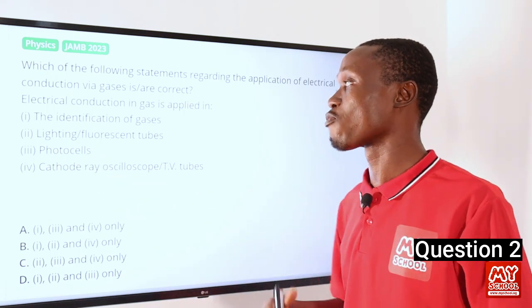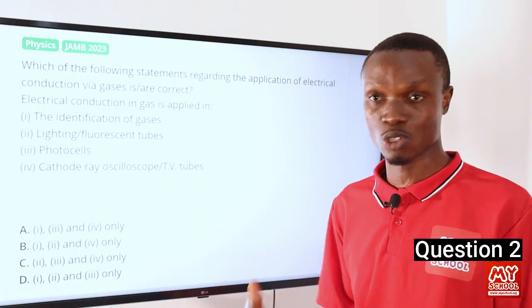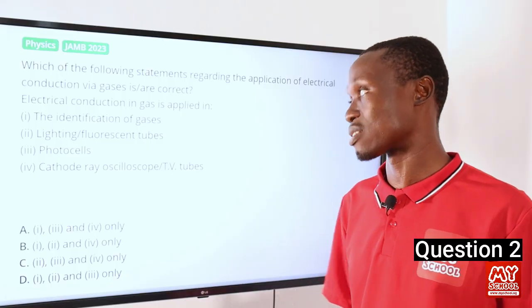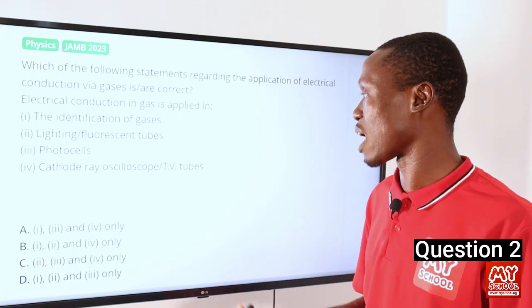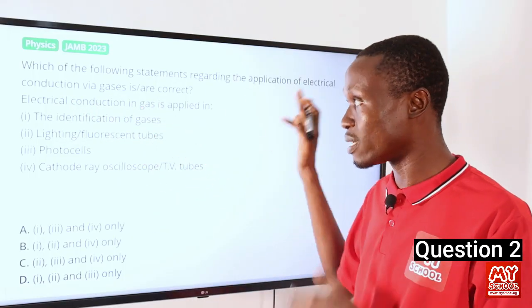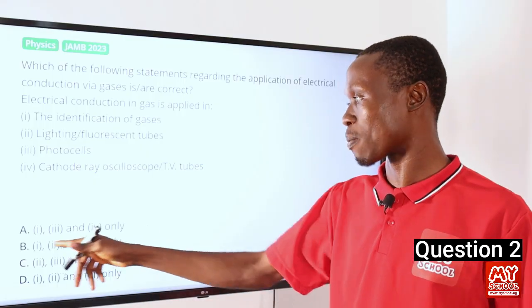Why III, photocells? III is not correct because photocells are sensors, and what they simply do is convert light into electrical signals. Then IV, cathode ray oscilloscope/TV tube. Yes. So electrical conduction in gases is applied in I, II, and IV. So that makes option B the correct option.